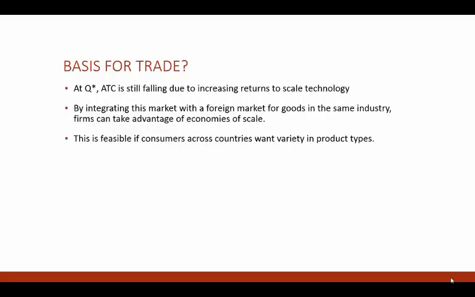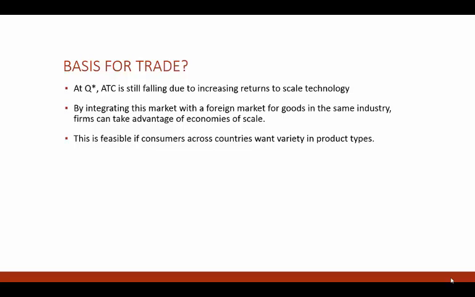Before looking at the analytics, I provide here an easily seen reason for why trade provides for mutual gains. There is scope in each country for economies of scale due to the fact that at Q star, the average total cost is still falling due to increasing returns to scale technology. As a result, by trading or integrating markets across countries, firms can exploit these economies of scale and thus provide mutual gains for both countries. This is feasible because consumers in both countries have preference for variety.